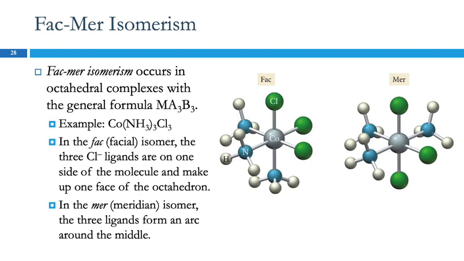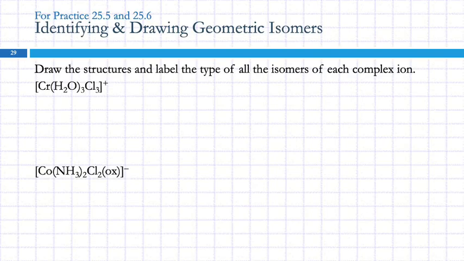These things require good spatial visualization or making little models. If you don't have a model kit, that's okay. Toothpicks and marshmallows. Toothpicks and gumdrops. Get creative. Okay, draw the structures and label the type of all the isomers of each complex ion.